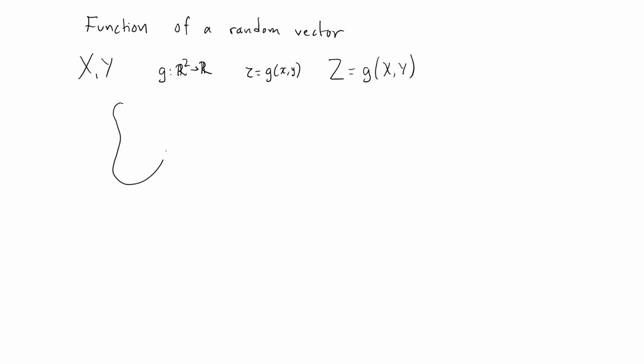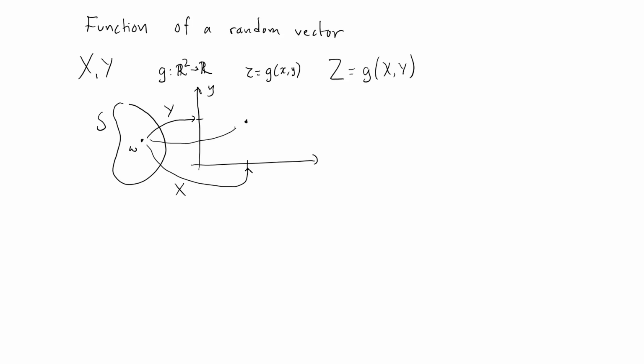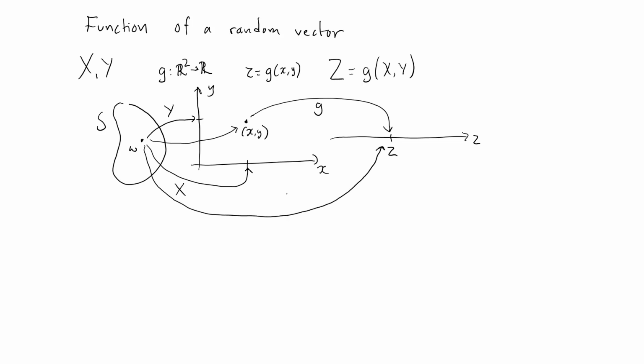In terms of a picture, there is a sample space and one specific outcome omega. X is a function that maps omega to a real number, and y is a function that will map omega to another real number. Together, they will map omega onto a point in R2. I create a composition by mapping this point in R2 onto a real line. My point x, y is mapped by the function g onto the real line and onto the number z. So my random variable z goes directly from the sample space to z.